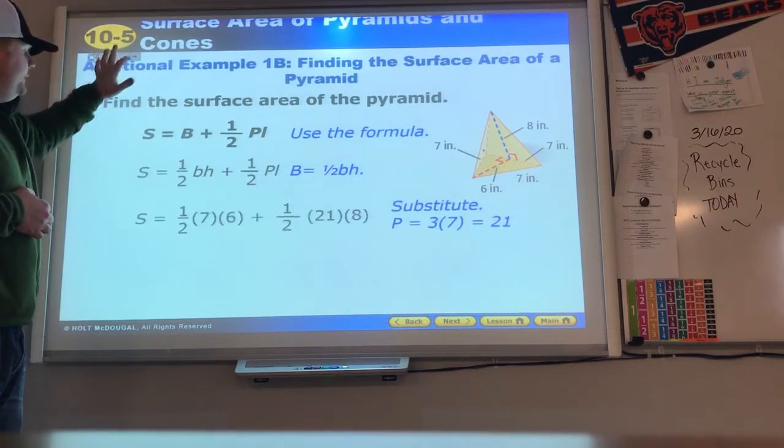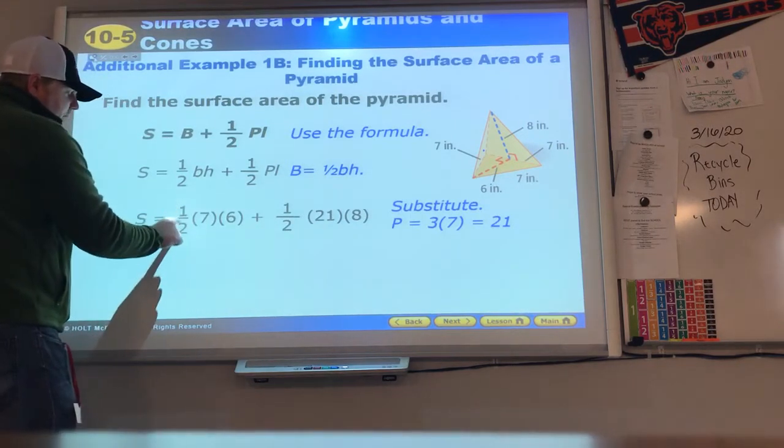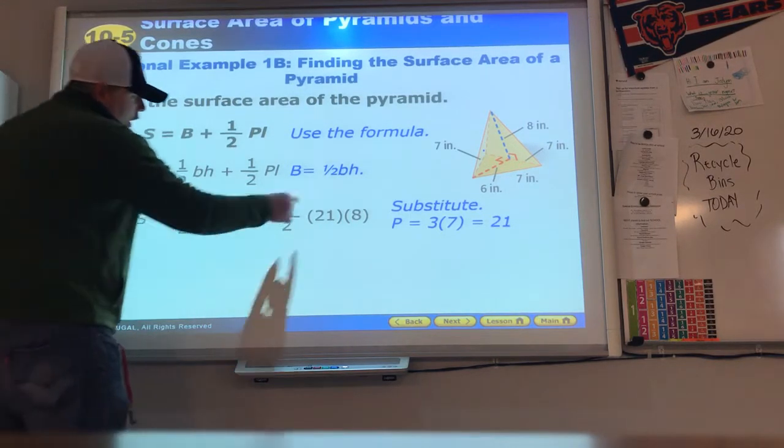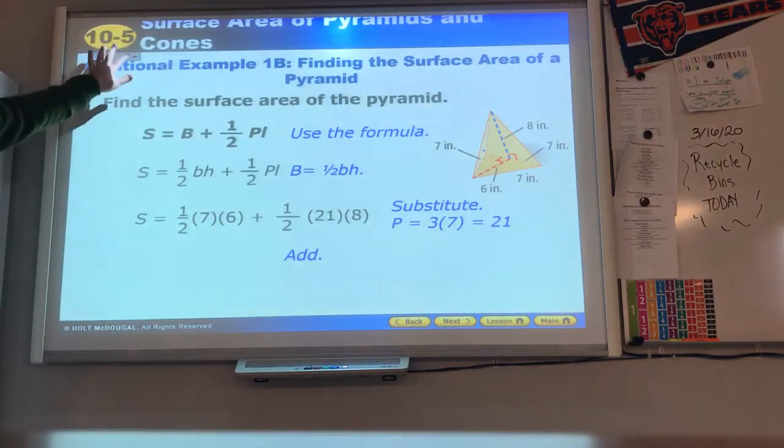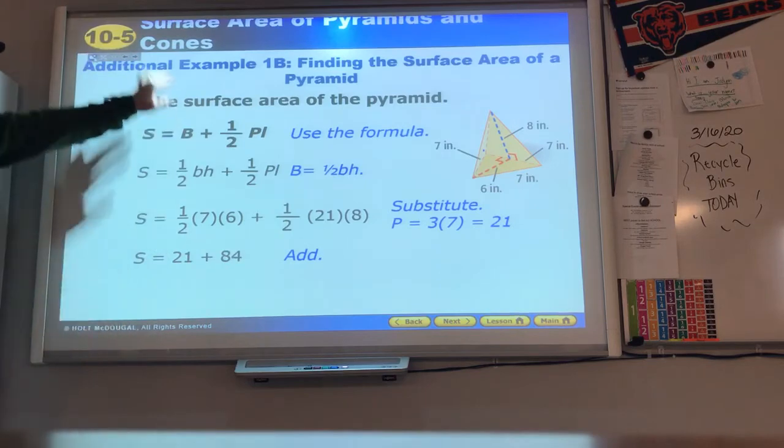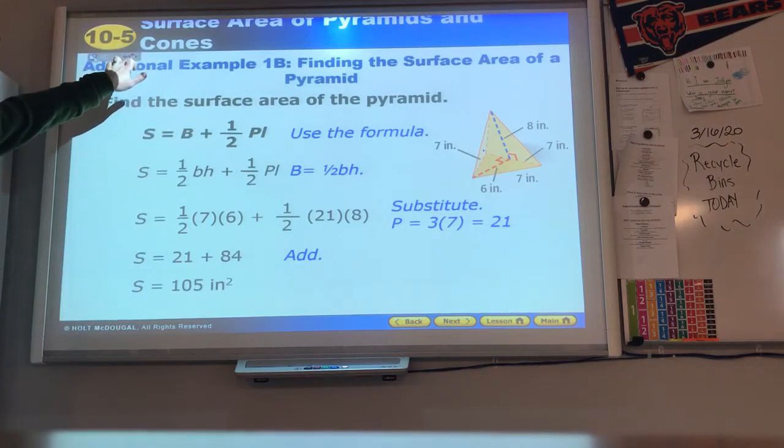All right. 7 times 6 times 1/2, same as dividing it by 2. 21 times 8, divide by 2. When we do their math, let's see if they came up with the same numbers. 21 plus 84, we're 2 for 2, folks. All right.